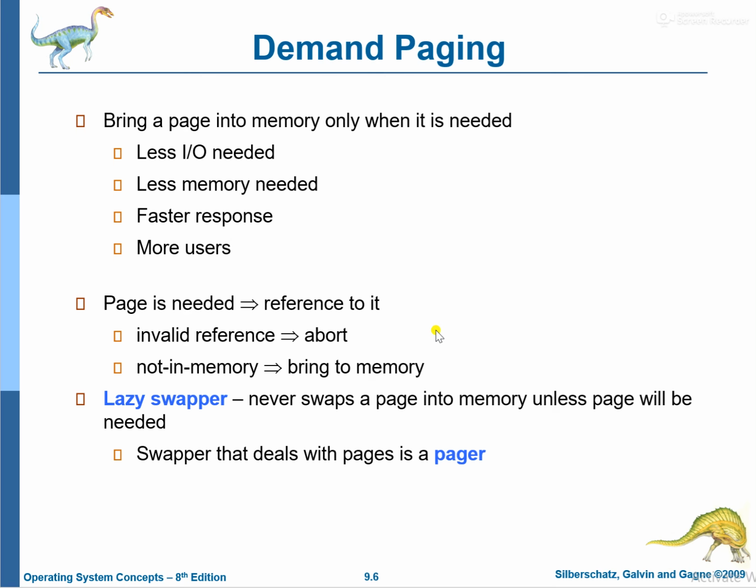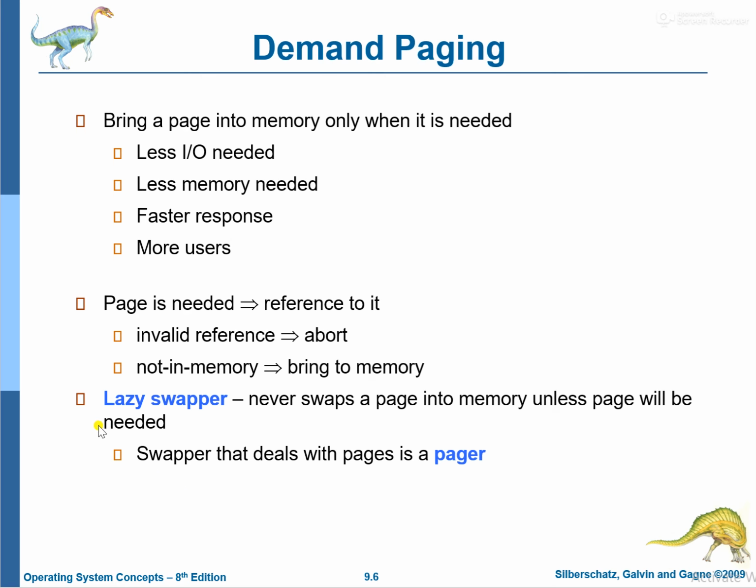The benefit of demand paging is, first, less input output is needed because you will only input or output those pages which are required. Less memory will be needed because those code parts or pages which are not being used will never be loaded into memory. It also provides faster response, and you can use memory efficiently by entertaining more users.